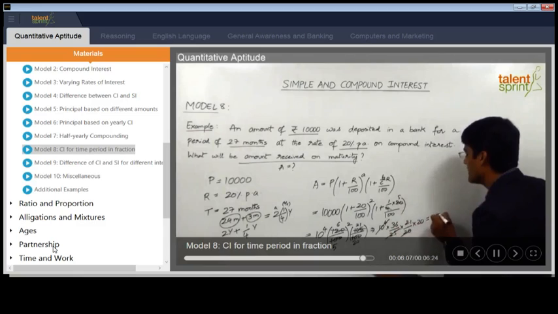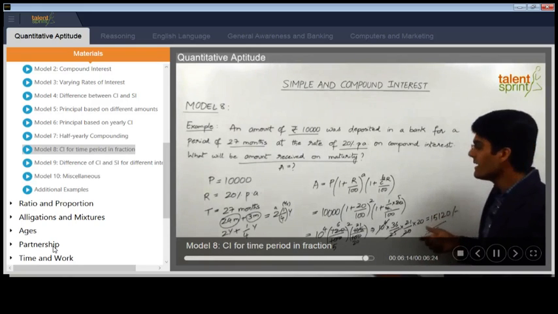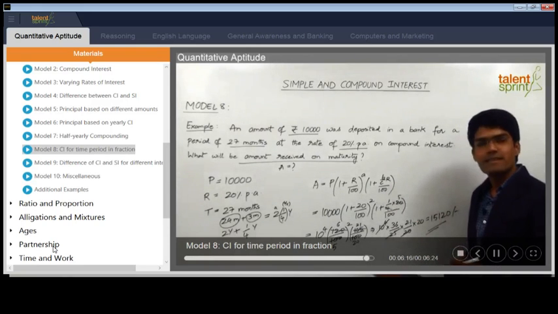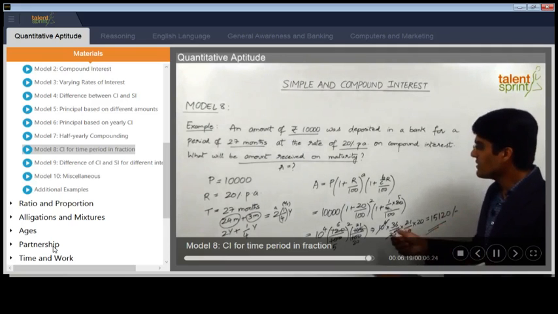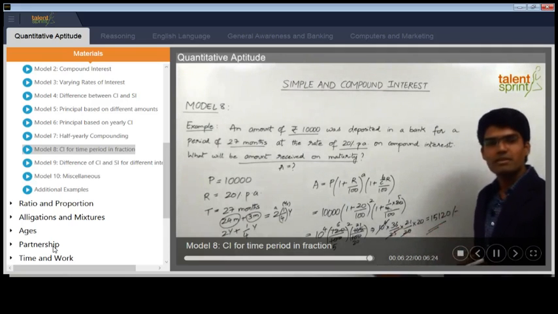So the final answer here would be 15,120 rupees. So this is the total amount that we get at the end of 2 years and 3 months or 2 1/4 years. So simply use the formula and do the proper calculation to get the required answer.